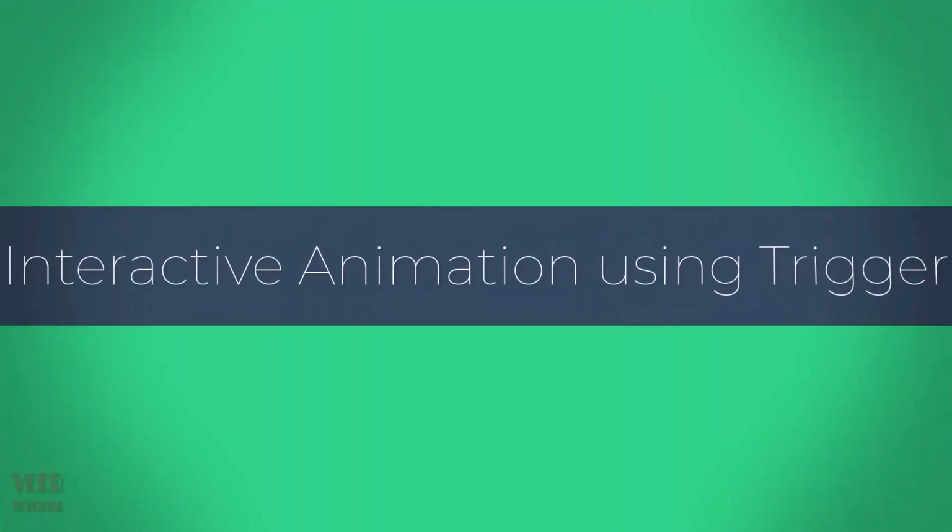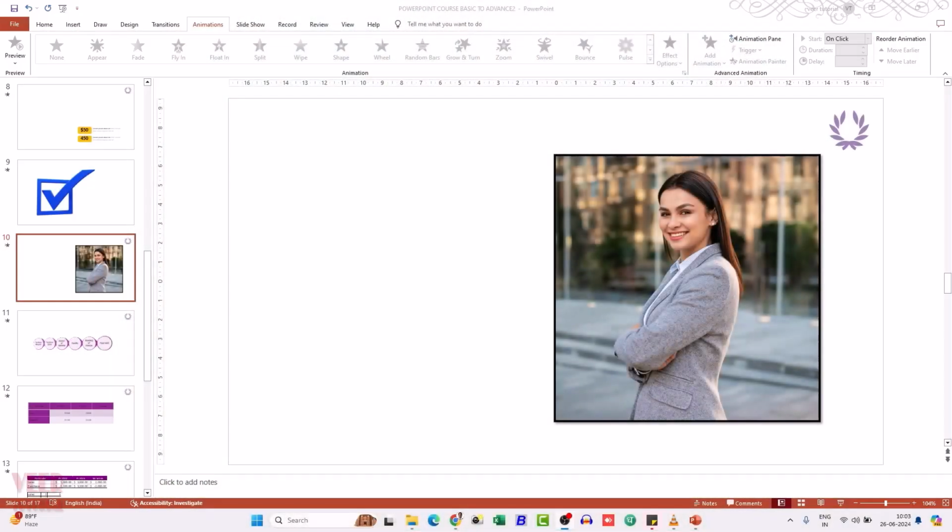Hello everyone, welcome once again. In today's video we will learn about triggers. Using triggers in PowerPoint allows you to create interactive elements in your presentation. Triggers let you control when certain animations or actions happen, such as making text appear when you click a button or changing a picture when you hover over it.